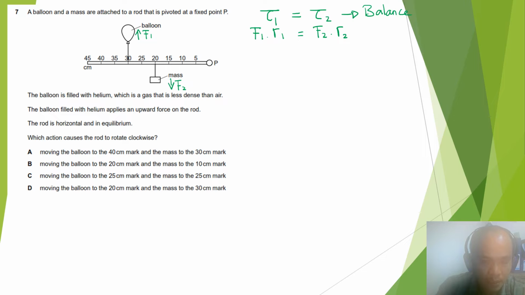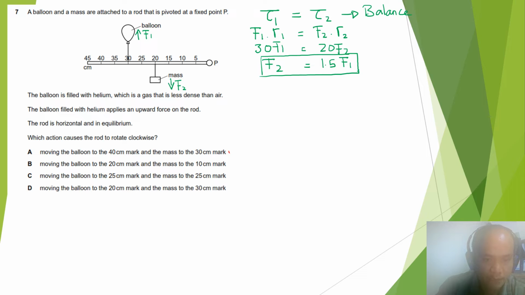Then we can see here that the force is not known, but the distance is 30. So 30 F1 is equal to 20 F2, which means that F2 here is equal to 1.5 F1. We will use this equation in the next step so that we can find the answer.